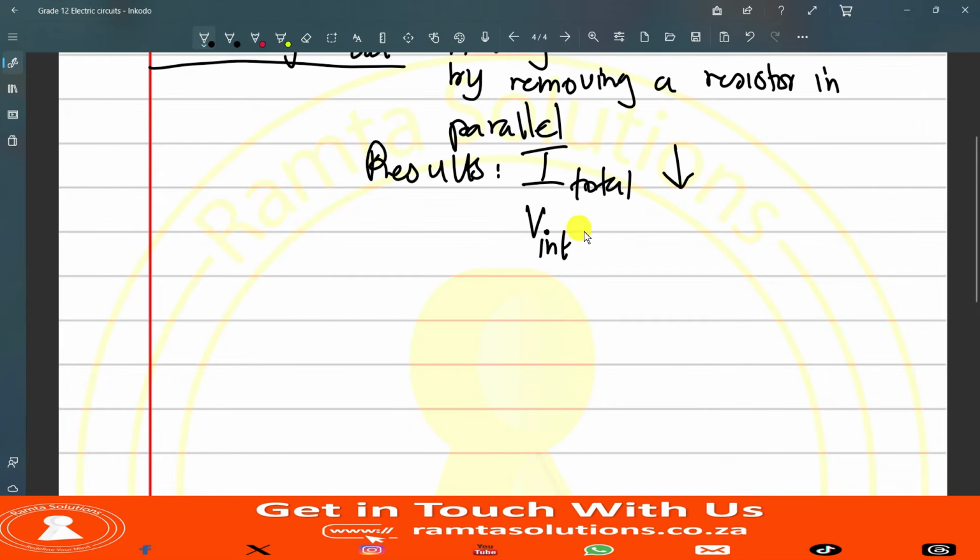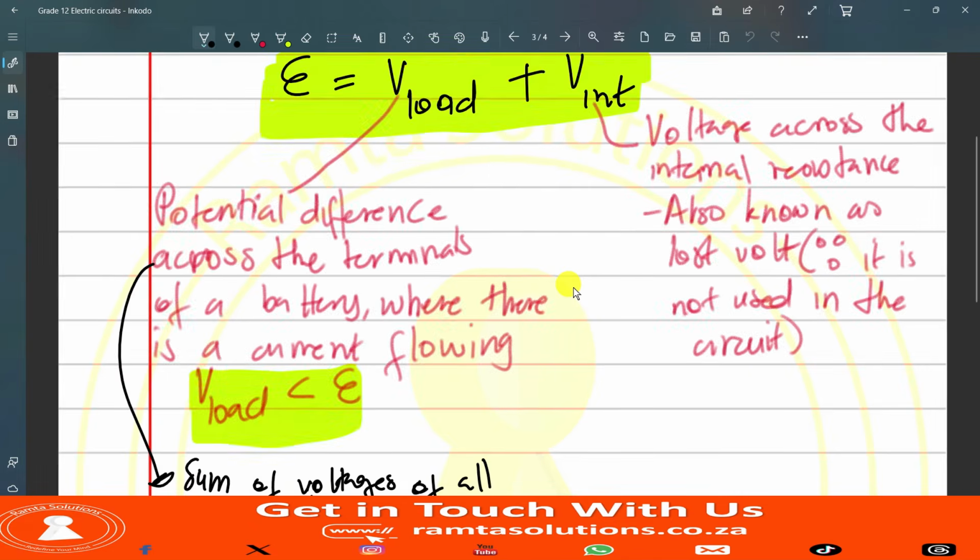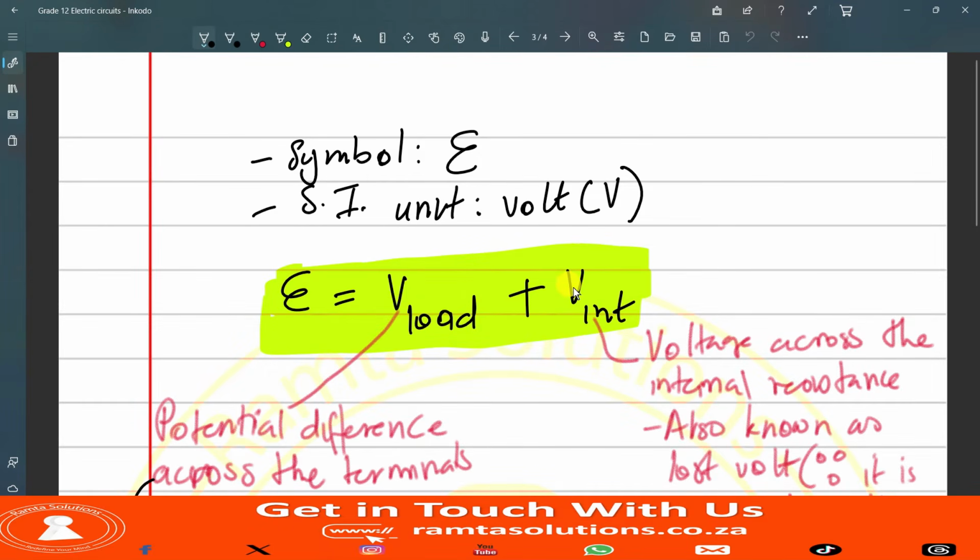Internal voltage will also decrease. But what will happen with the load? The load will increase, right? The load will increase. Remember, Emf is constant throughout. Internal resistance is also constant. So let me also mention this. This Emf, it is constant.